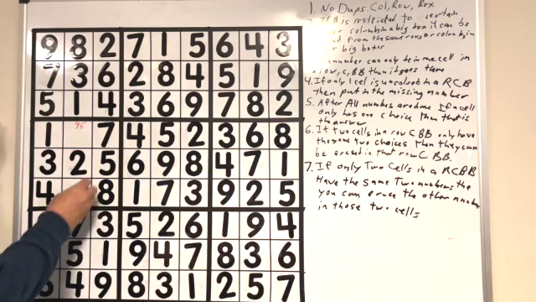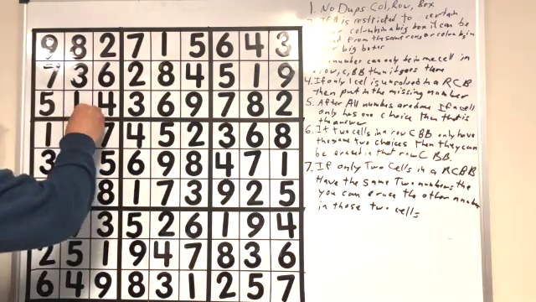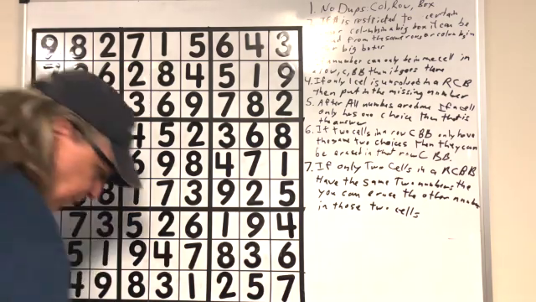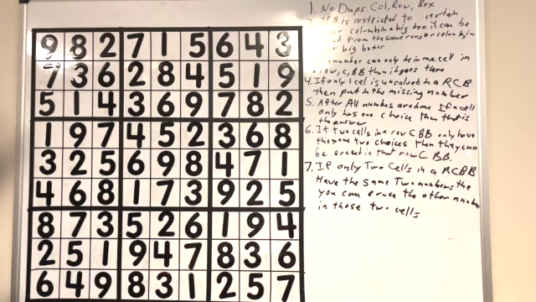That leaves this 6 by itself. So this is a 6. And that leaves this 9 by itself. So this is a 9. Awesome. All right. So it should be correct.